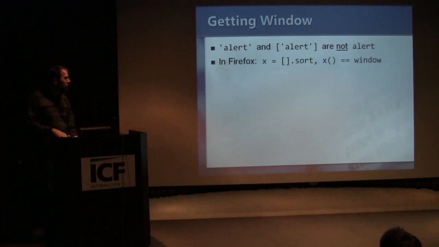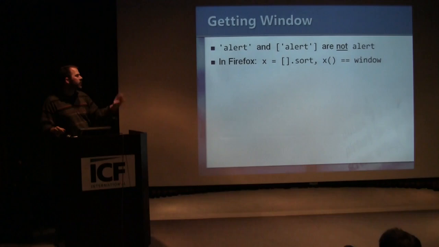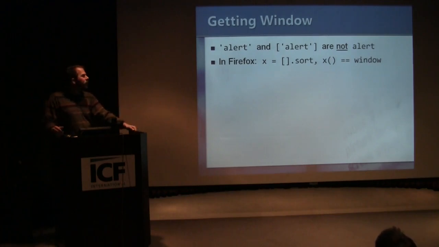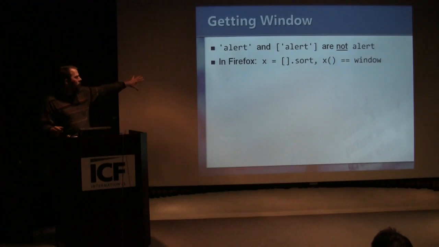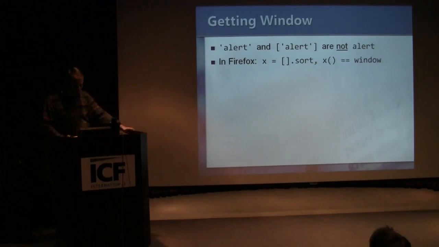So the reason I chose sort as an example to start with is because in Firefox, if you get a reference to the sort function, call it on nothing, you actually get the window object back. So this is an example where using that code we just had, we can assign that to a variable, execute the function, and we'll have a window object which we can then access things like alert or other stuff.